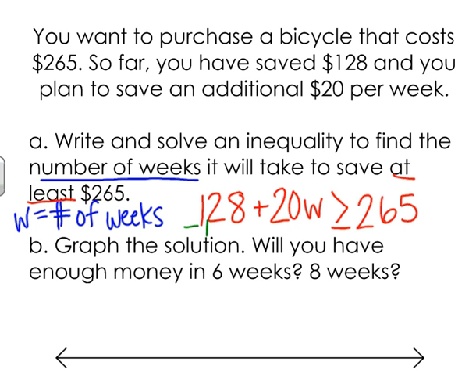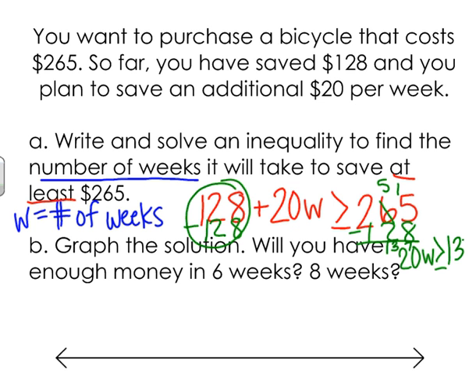So we can subtract 128 from both sides. I'll rewrite it over here: 20w is greater than or equal to. Let's find out what that is when we subtract. So to $137, divide both sides by 20. And after we divide, we're going to get w is greater than or equal to 6.85 weeks.